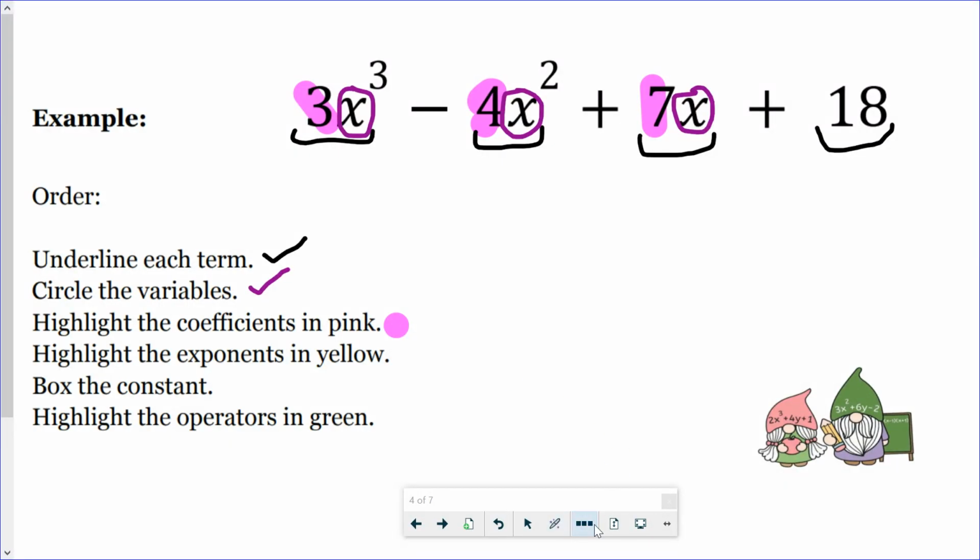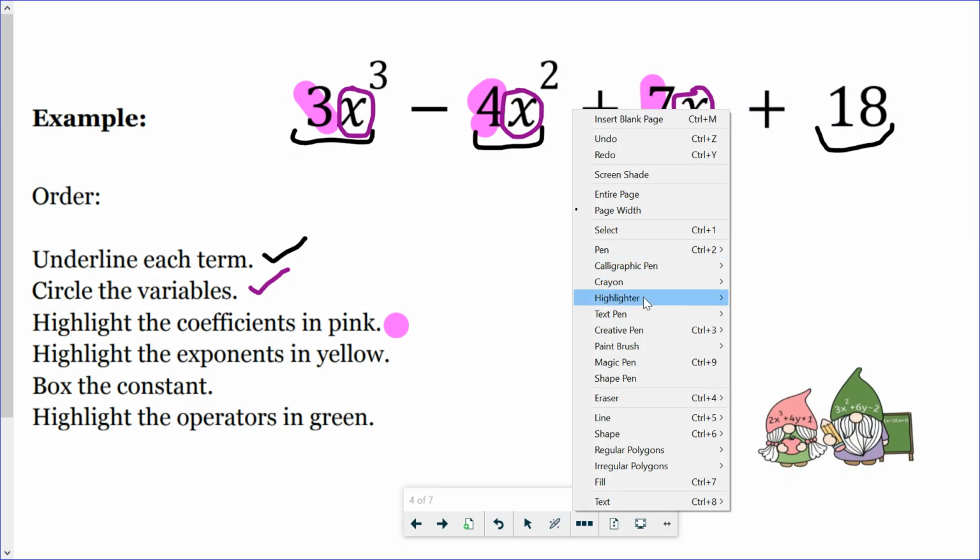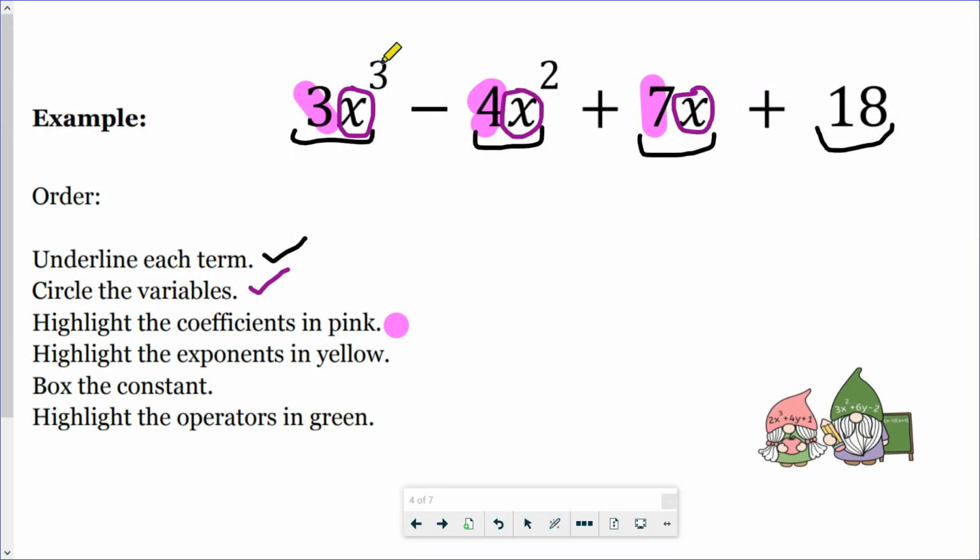Next, I want to highlight my exponents in yellow. Exponents are those little numbers written up top on the variable. So 3 and 2.